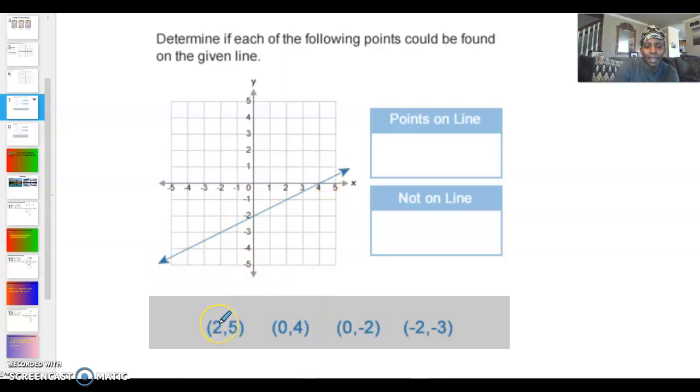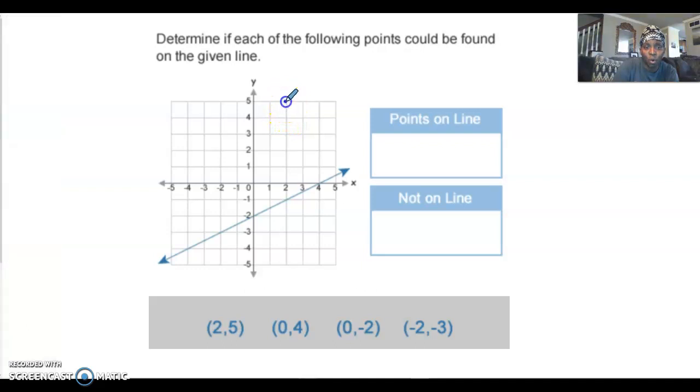So if I plot 2, 5, I start here, I'm moving over to 2, 1, 2, and then I'm moving up to 5, 1, 2, 3, 4, 5. This point is up here. Is it on the line or not on the line? This is not on the line, so this would go down here, 2, 5. Let's look at our next point. So this is not on the line, okay?